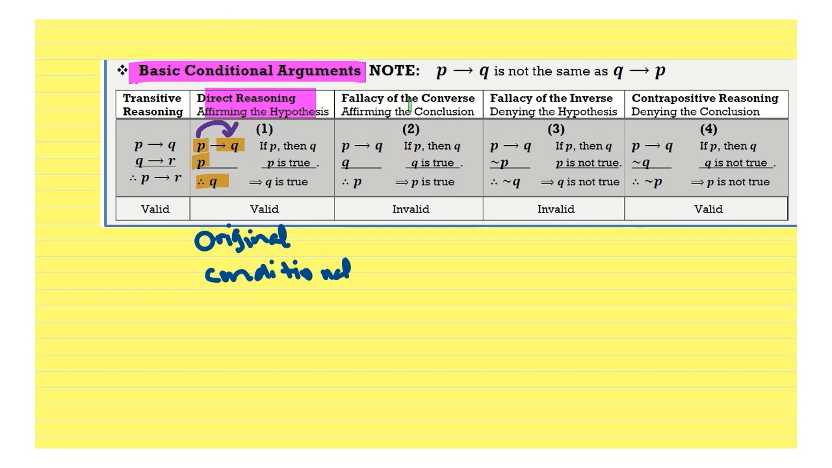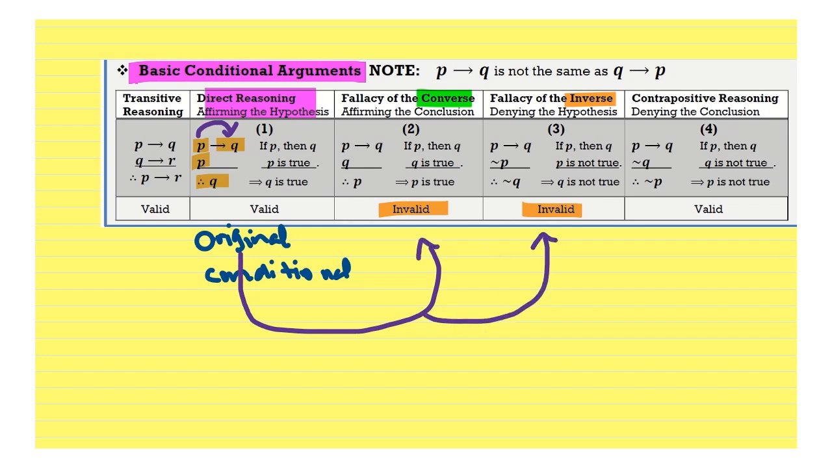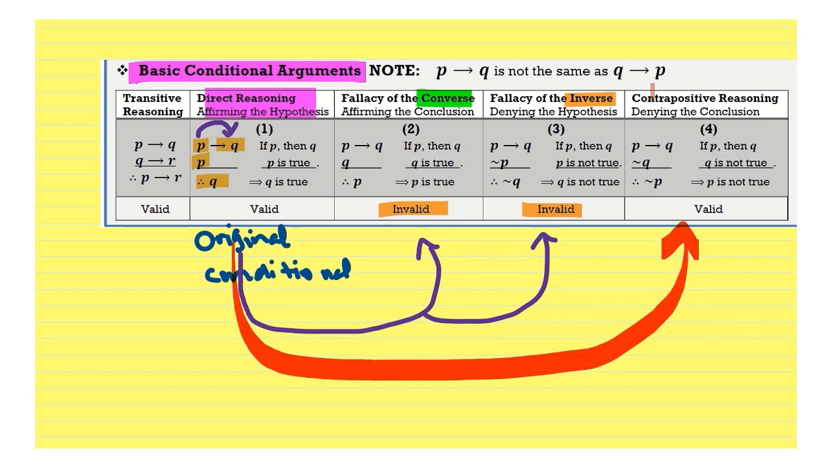Now, if you'll notice, we have converse here in the second column. We have inverse in the third column, but notice they are listed as invalid. That's because the original conditional statement is never equivalent to these two. The only thing that the conditional statement is equivalent to is the contrapositive. The contrapositive is on the end, and as you can see, that's valid.